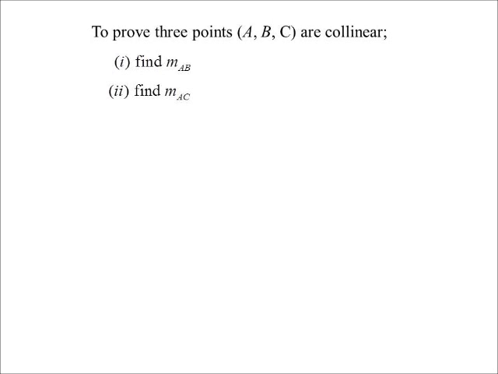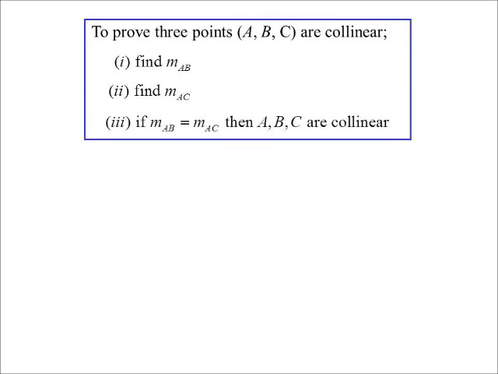Now, if those slopes are the same, I know the lines are parallel. But they both contain the point A. So they can't be parallel. They've got to be the same line. And so that's enough to show that they are collinear, to show those slopes are the same.